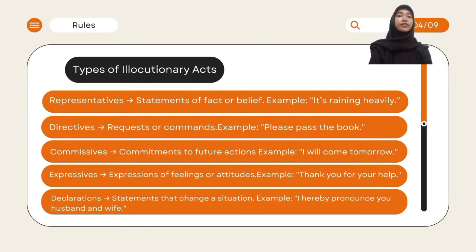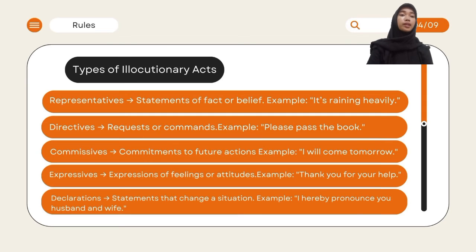Okay, this is the five types of illocutionary act, which describe the various ways language can be used to perform different functions. Each type represents a distinct way of using words to convey meaning and achieve specific goals in communication. And the first type is representatives.